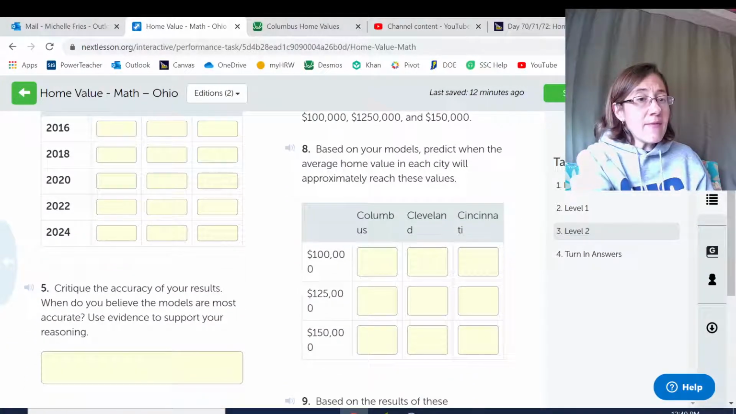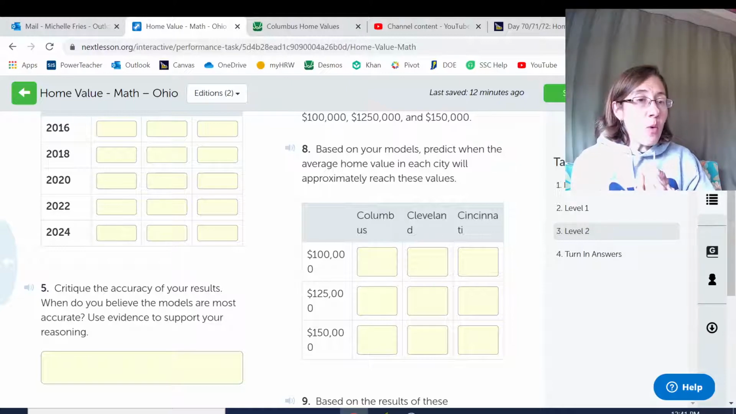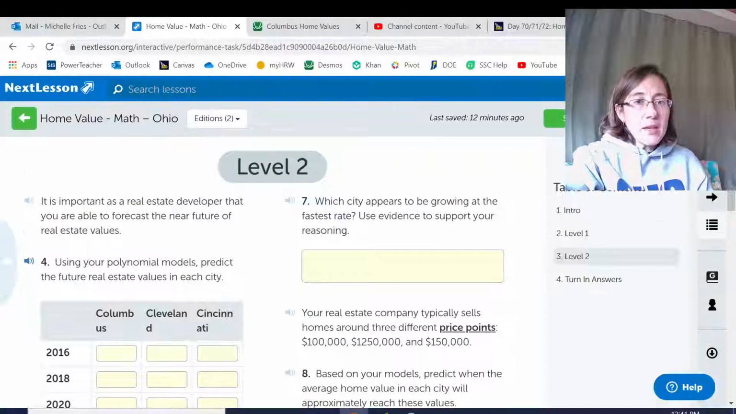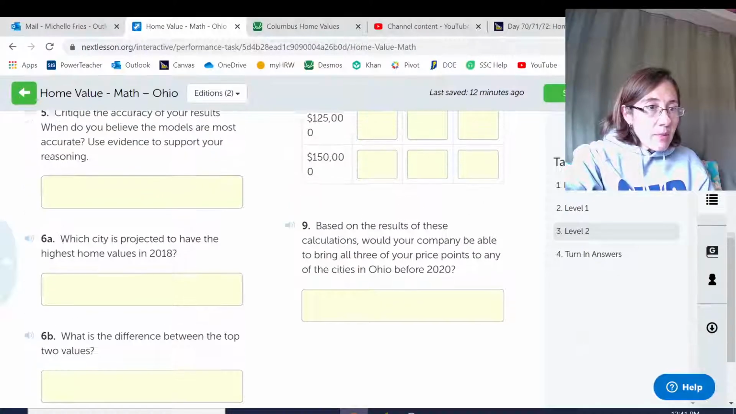And then in number 5, you're going to critique the accuracy of your results. So do you think they are realistic? When do you believe they are most accurate? So when is a time frame answer. When, time-wise, do you think the models are most accurate? And use evidence to support that. Oh, sorry, a couple more questions here.